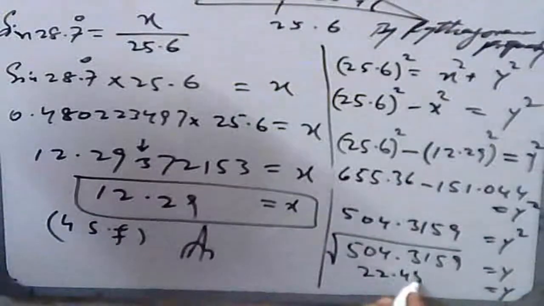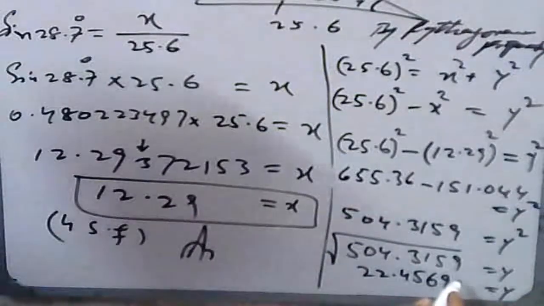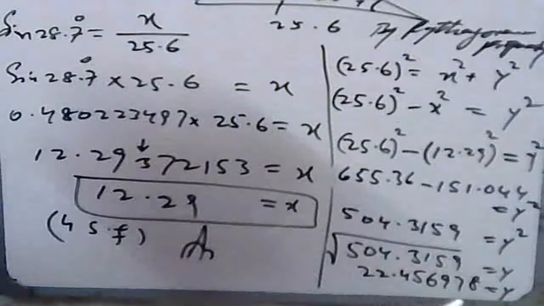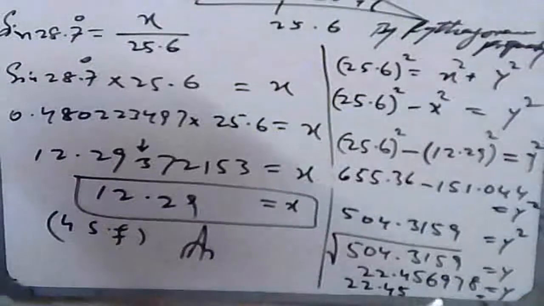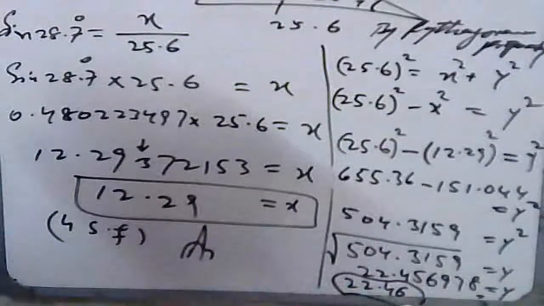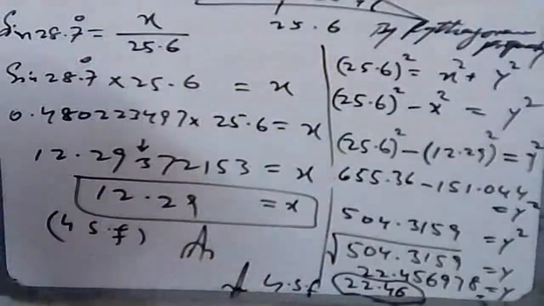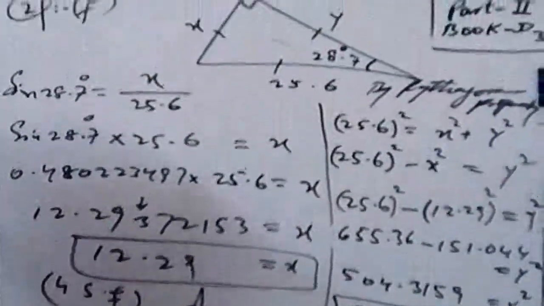The square root of 504.3159, so the value of y is 22.45678, but up to 4 SF. So the value of y is 22.45, and you have to add 1 here because it is more than 50%, it becomes 6, so 22.46. So that is your required result up to 4 SF.